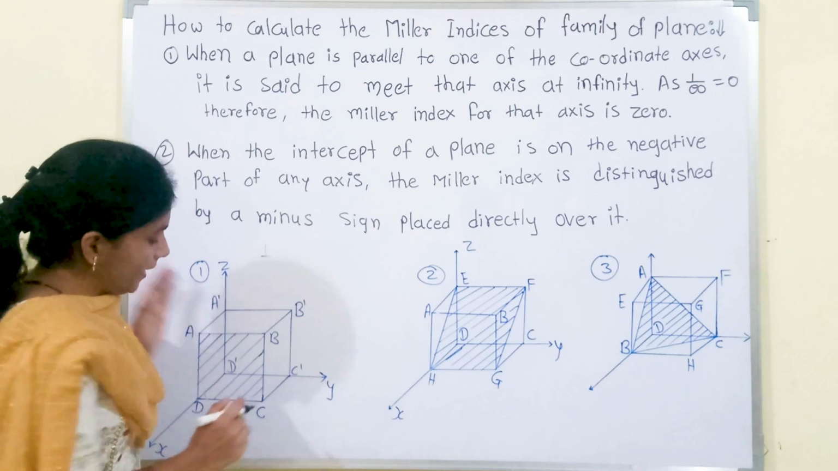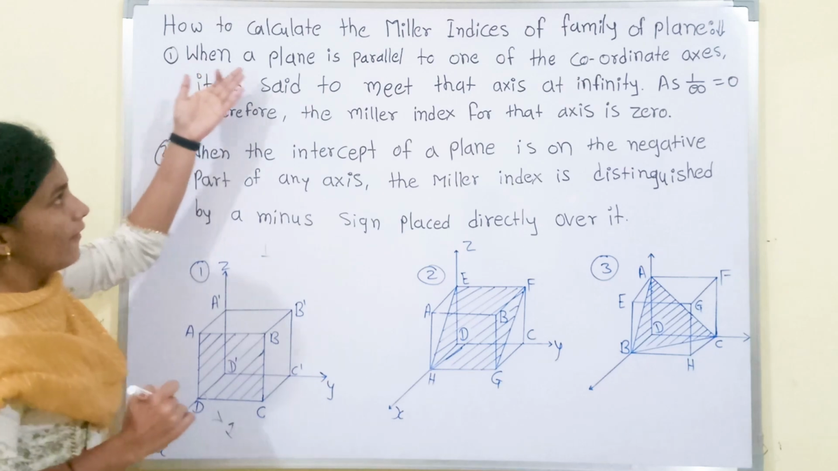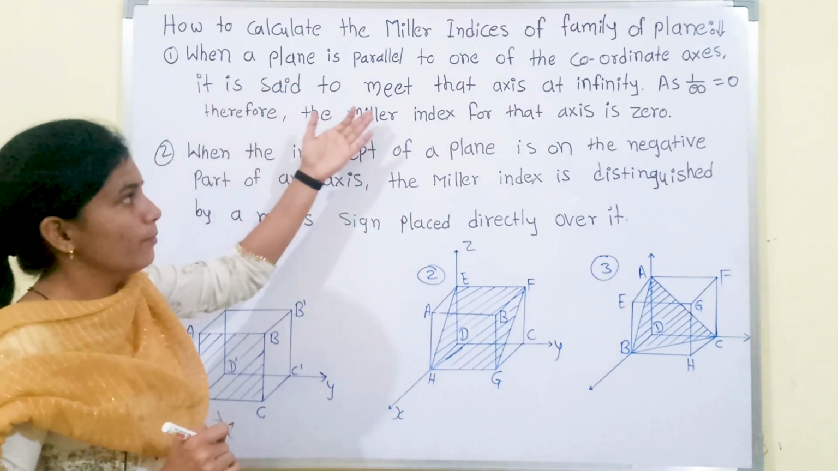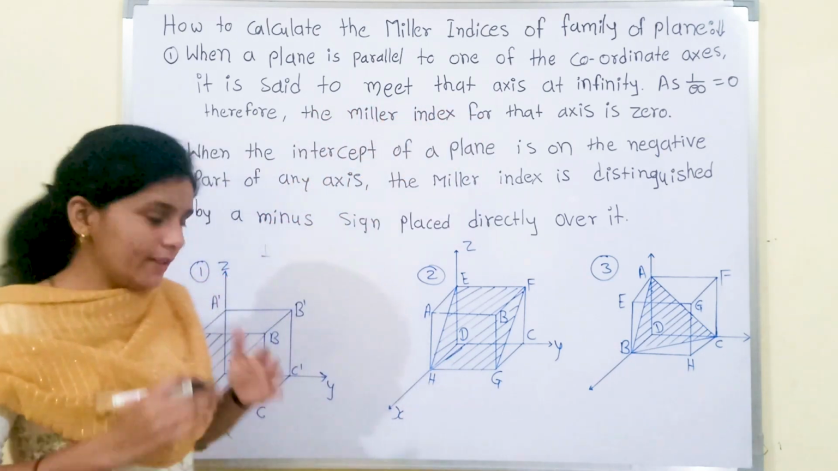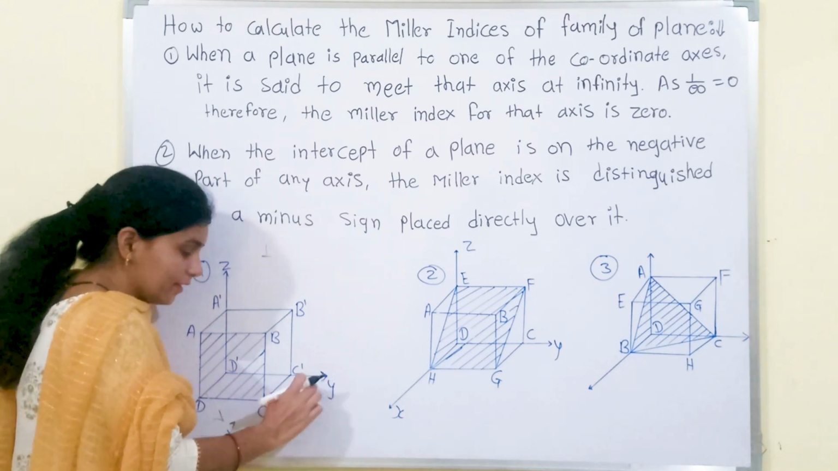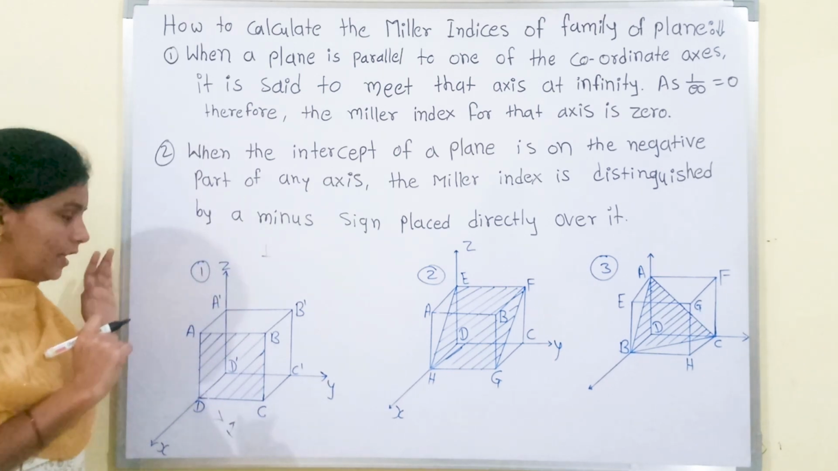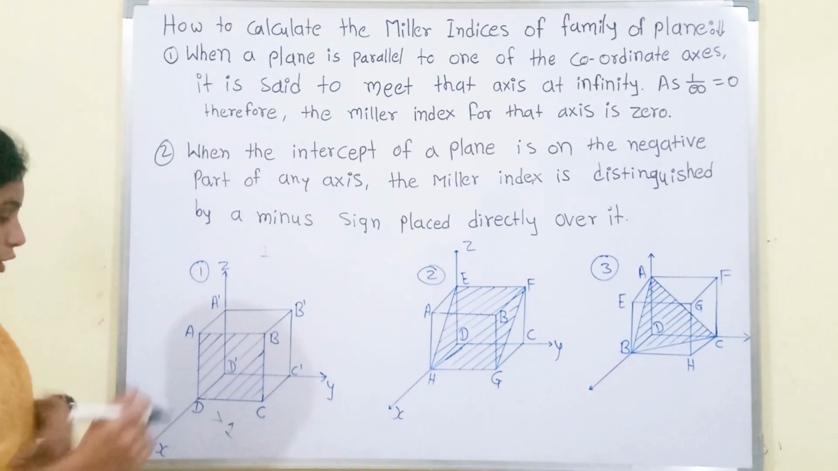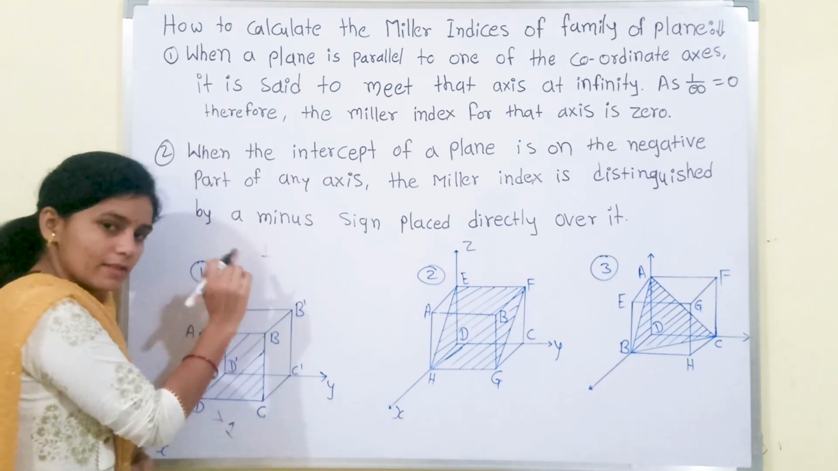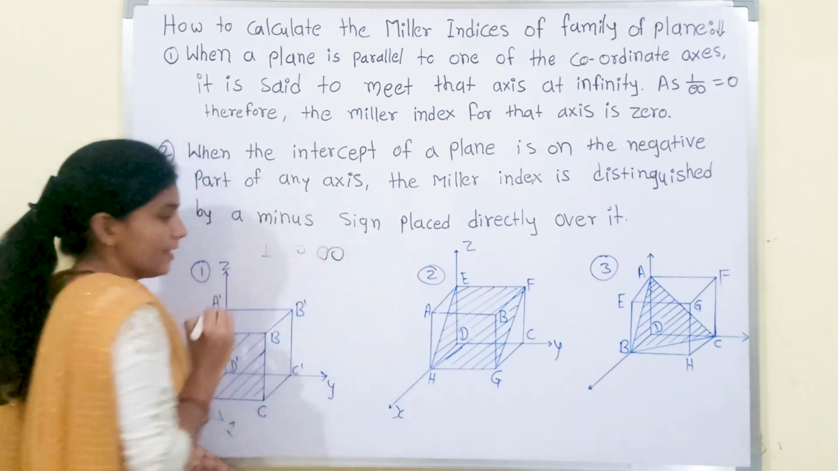The intercepts on the y and z axes are infinity, because when a plane is parallel to one of the coordinate axes, it is said to meet that axis at infinity. That means this ABCD plane meets the y-axis at infinity, and also meets the z-axis at infinity. So simply, the intercepts of this plane are 1 on the x-axis, infinity on the y-axis, and infinity on the z-axis.